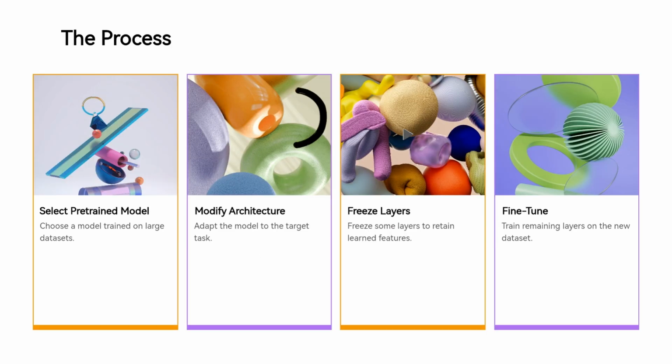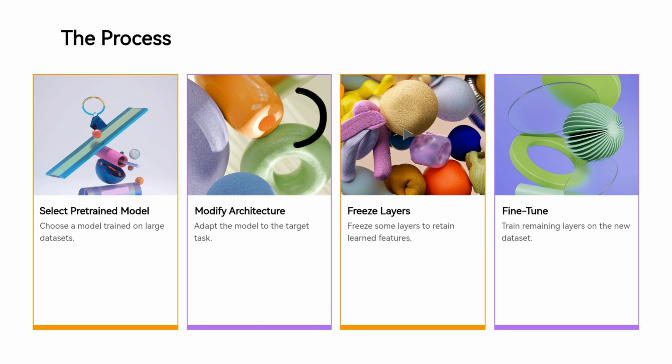To apply transfer learning, follow these key steps. Select a pre-trained model. Choose a model that has been trained on a large, relevant dataset. Popular choices include models like ResNet, VGG, for computer vision, and BERT, for NLP. Modify the architecture. Adapt the model to your specific task by replacing or adding layers, such as a new output layer for classification or regression.